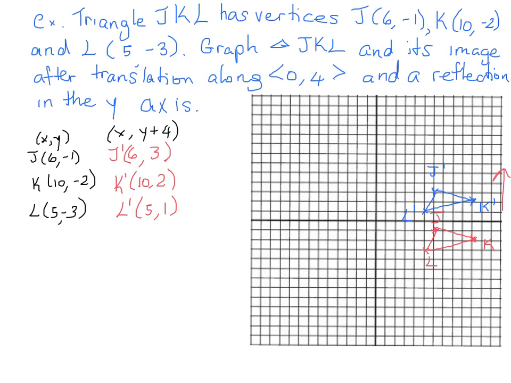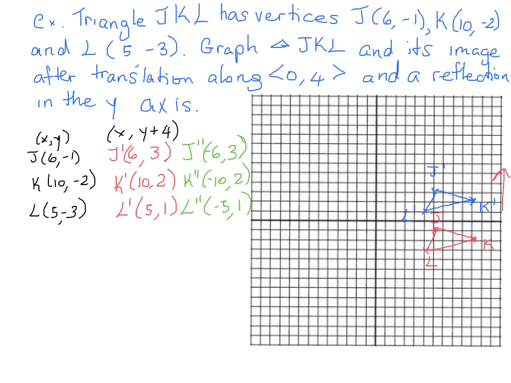So with that said, we can figure out that J double prime is, again, x is the opposite sign, so -6, but the y coordinate will stay the same because it's on the same horizontal line. K double prime will be opposite sign for x, so -10, 2, same horizontal, and L double prime will be -5, 1.